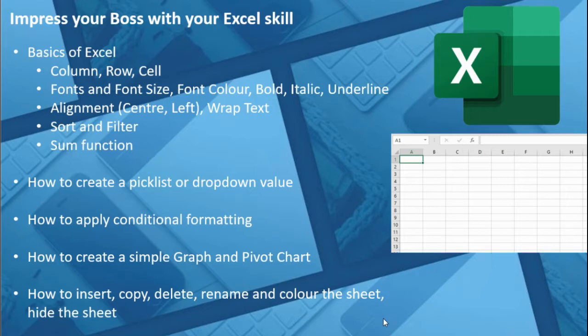Then how to create a pick list or drop-down value so that we can standardize the value list. How to apply conditional formatting. We'll see what conditional formatting is and in which scenario we should apply it. How to create a simple graph and a pivot chart. How to insert, copy, delete, rename, and color the sheet or the tab, and hide the sheet. Okay, so these are the features that we are going to see in today's video.